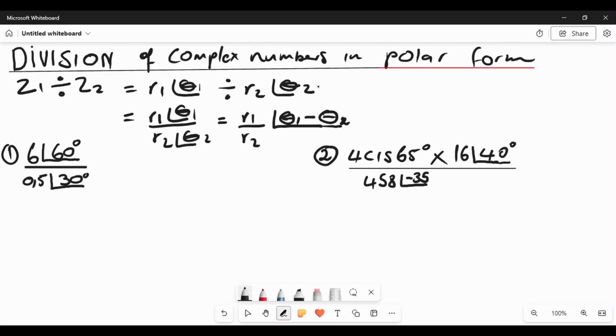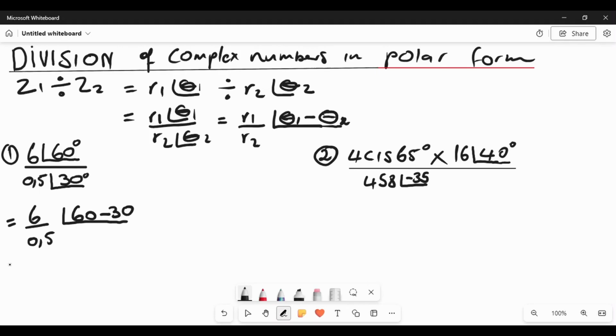Now let's look at number one. We have the complex number on the numerator, which is 6 polar 60 degrees, and then on the denominator we have 0.5 polar 30 degrees. Now, like I said, the 6 and the 0.5 are the moduli. They're going to divide each other. And when it comes to argument, 60 is going to be positive because it is on the numerator. And since 30 degrees is on the complex number on the denominator, it's going to subtract.